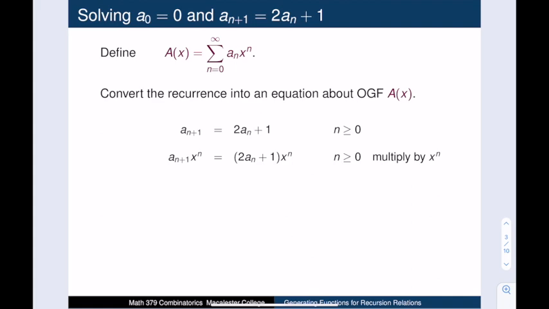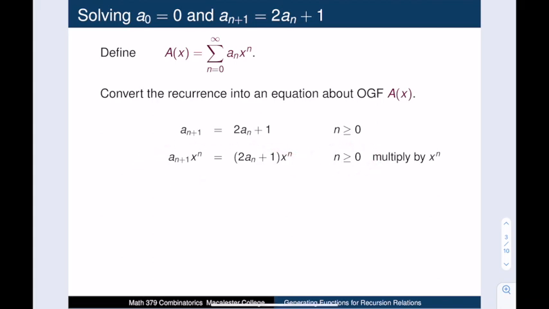And now my first step to solving the recurrence is to convert it into an equation about this ordinary generating function A(x). So here's my recurrence. a_{n+1} is equal to 2 times a_n plus 1, and that holds for n greater than or equal to 0. And the first thing I'm going to do is multiply both sides by x^n. So there's an x^n here and an x^n there. And so this one statement actually holds for an infinite number of cases, right, for every possible n.